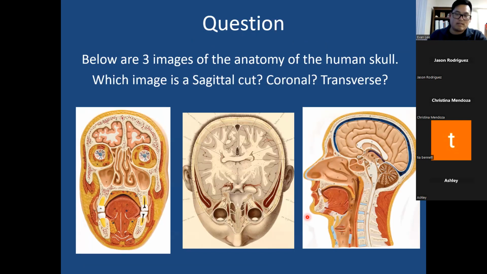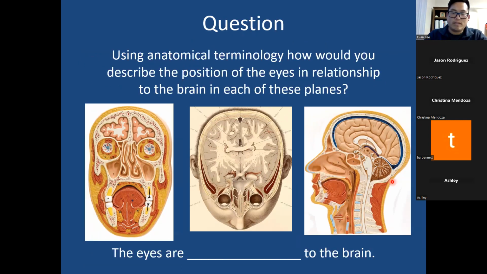When you look at these images, we kind of just went over this. This right here would be the frontal plane. This one is the transverse plane, and this one is the mid-sagittal plane. But a question for you is, using anatomical terminology, how would you describe the position of the eyes relative to the brain? So let's try this out. Where are the eyes blank to the brain in this picture? And the one on the left.